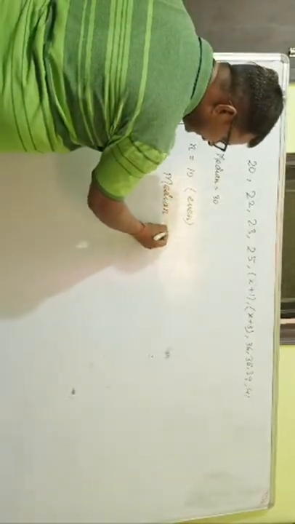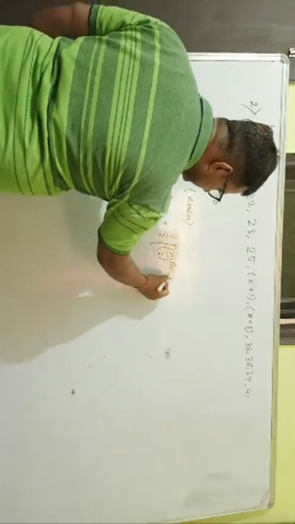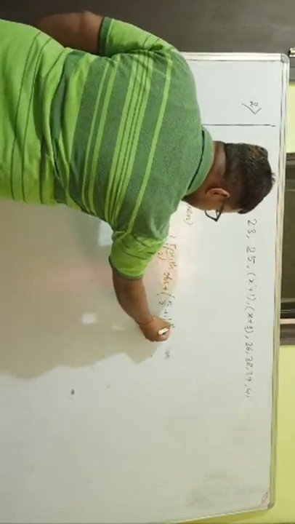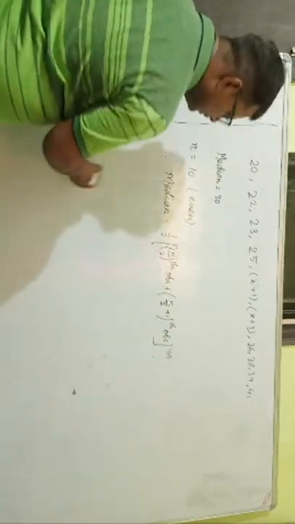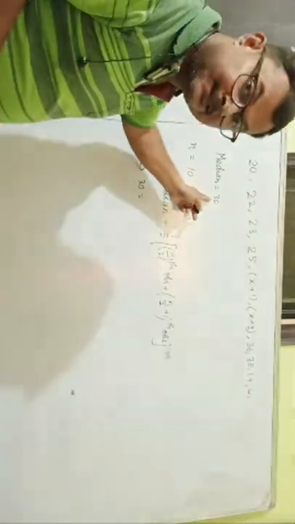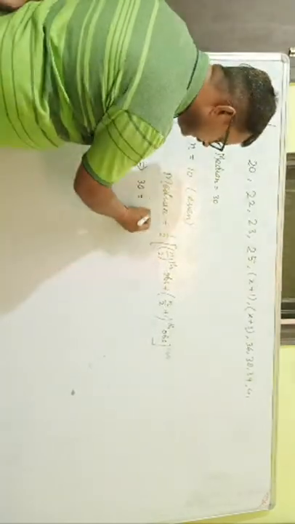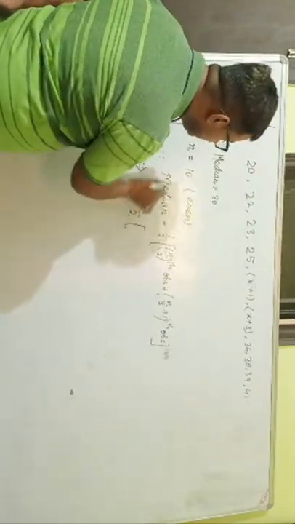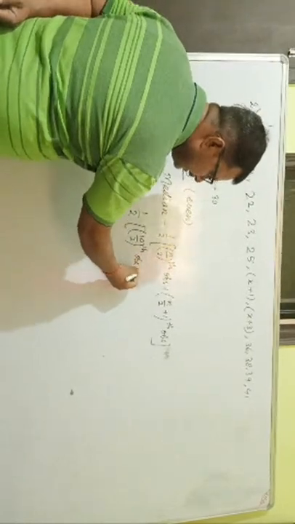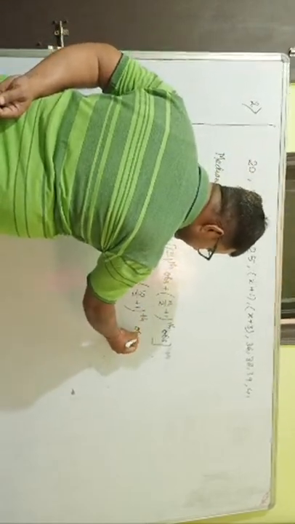In the case of even, the median is half of the n by 2th observation plus the n by 2 plus 1 observation. Now, the median is already given as 30. See, this is a very easy question. This formula you learned from class 7 onward. You must revise it. See, 1 by 2. Here the n value is 10. Replace it here, 10 by 2th observation, and here, 10 by 2 plus 1 observation.